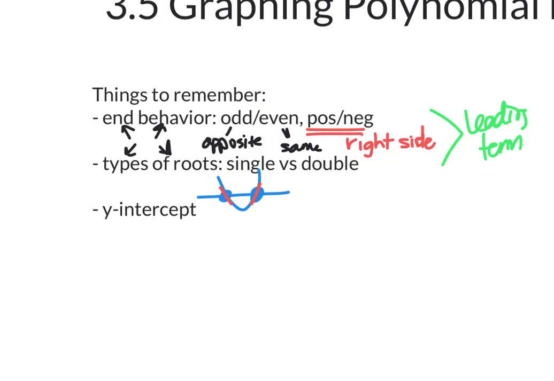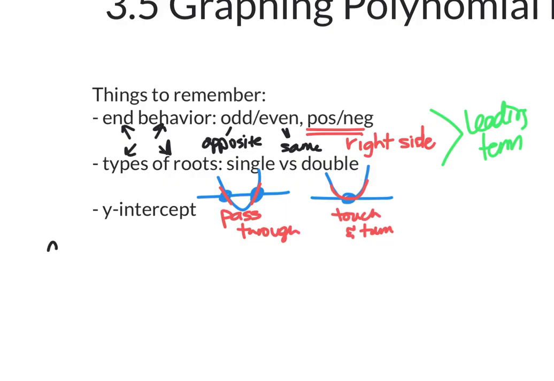And then we have what are called double roots, and we talked about this today. We've talked about it before with parabolas. So double roots are what we have like a touch and a turn. All right, they bounce off of the x-axis and they touch and turn the other direction, so they do not pass through. All right, and the last thing we need to remember are y-intercepts.